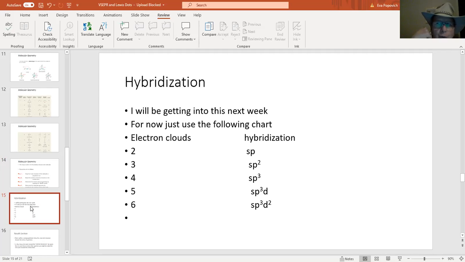I've just shown you through VSEPR, the bond angles are not 90 degrees, are they? No. So we have to come up with a new theory. And I'm going to get to it in about next week, for those of you that are in my lecture. For those of you that are not, you've probably either gotten to it or you will be getting to it in the near future. The new theory is called hybridization.